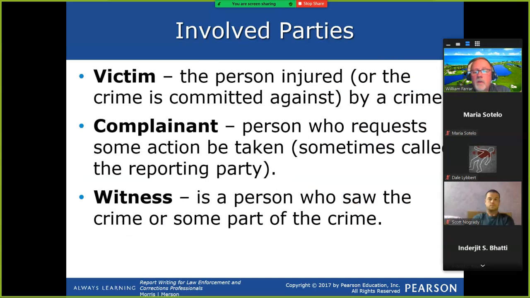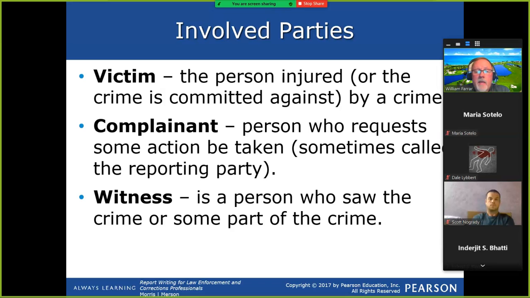So when we talk about involved parties, just kind of letting you know who these folks are, and sometimes there's a different name, as you see, like with the number 2 here, but the victim, that's the person injured or the person whom the crime is committed against.